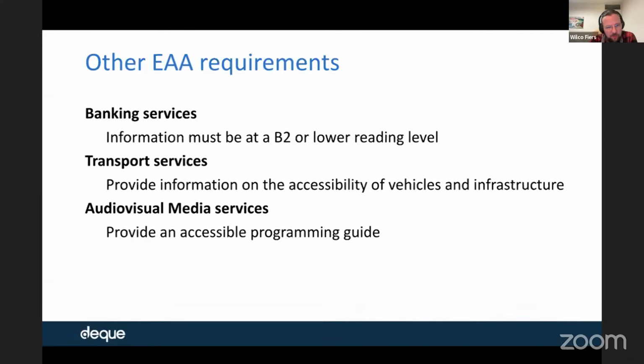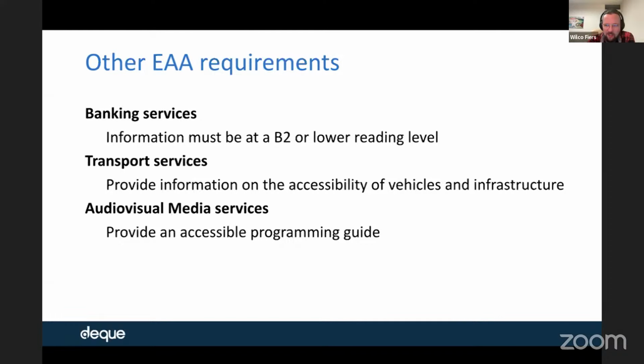These transportation services need to provide information on the accessibility of their vehicles and infrastructure. So what accessibility features are on your train? How accessible are your train stations? How accessible are your airports? What support can be found on the buses that you might be traveling with? Much of this is done already in a good number of places in Europe, but a lot of it isn't. So this is a really important and useful development for enabling people to travel independently.